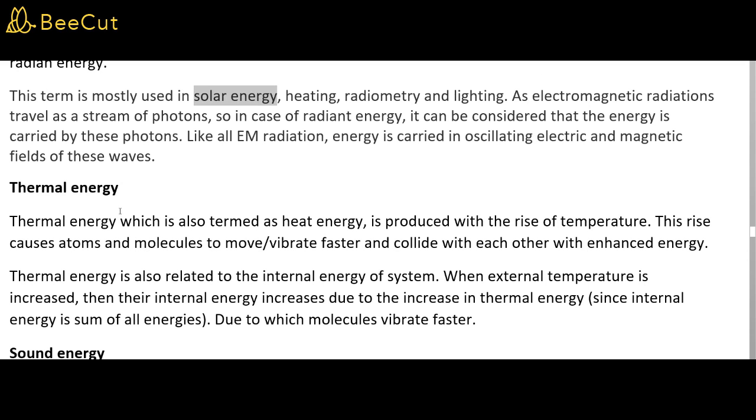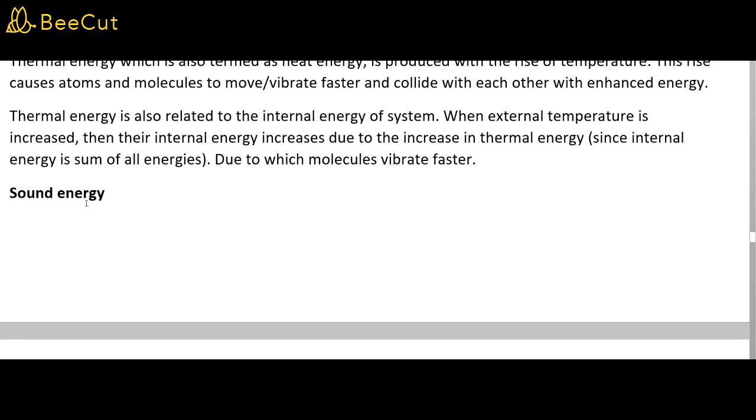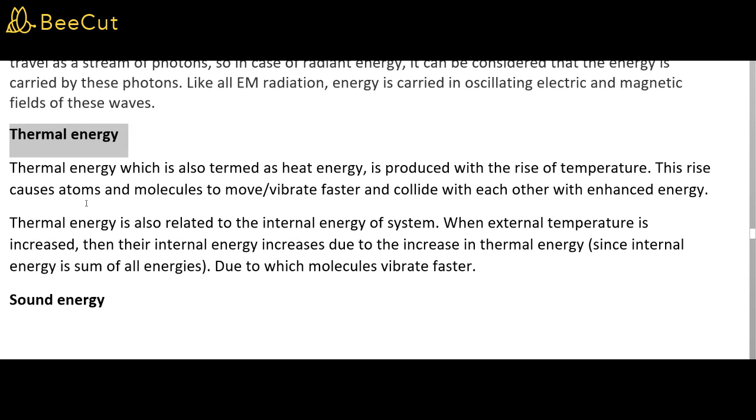The next type that we are going to discuss is thermal energy, right? Thermal energy is a type of energy that is relevant to heat. Definitely, therm means heat. Okay, so thermal energy, so heat energy. It is produced due to the rise in temperature, just as I gave you the example of boiling water in some pot.